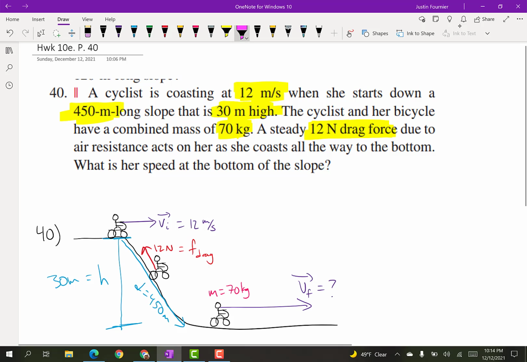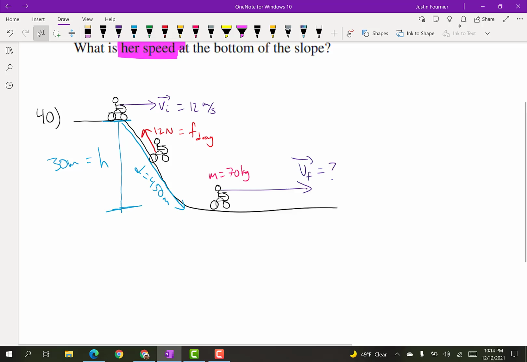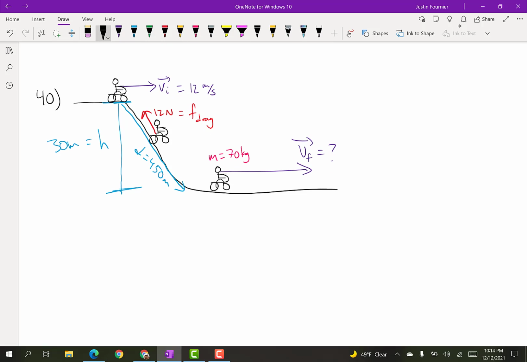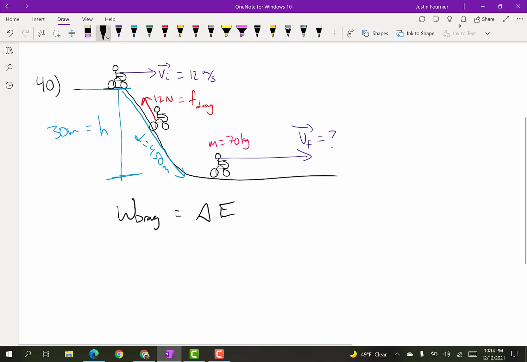So we're trying to find her speed at the bottom of the slope. I think I'm going to use the work energy theorem here. There's going to be work done by this drag force, so I'm going to say the work done by the drag force equals the change in energy of the system. The system is essentially the cyclist with their bike and the earth.